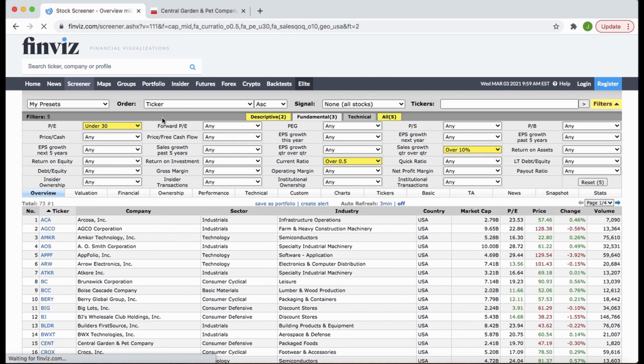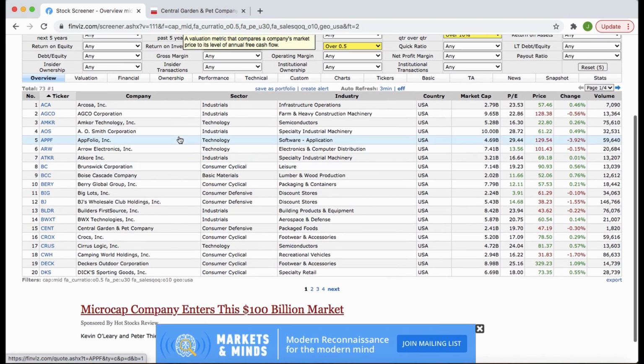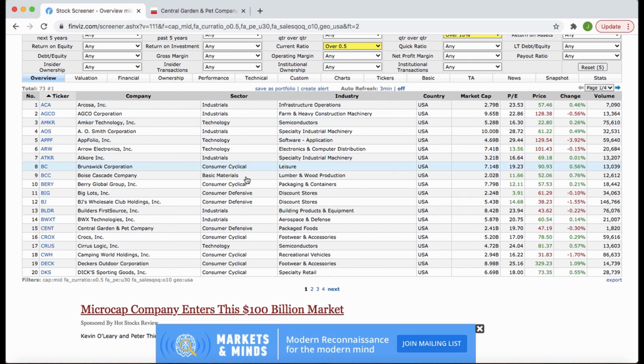Fundamentally, I like something under 30 PE for this example, a current ratio so there's at least some liquidity, and sales growth of at least 10%. But you can put in anything you want to fit your investment strategy. Then from there, you see all the companies: the tickers, companies, sectors, industries, the country, all USA, price earnings all under 30.